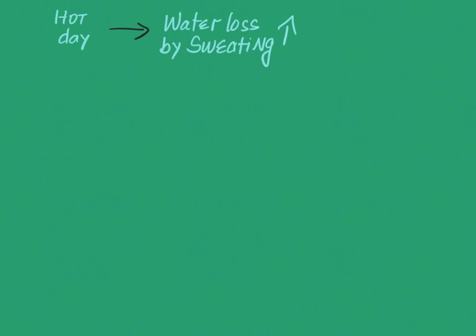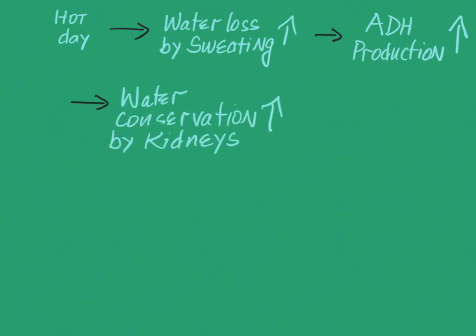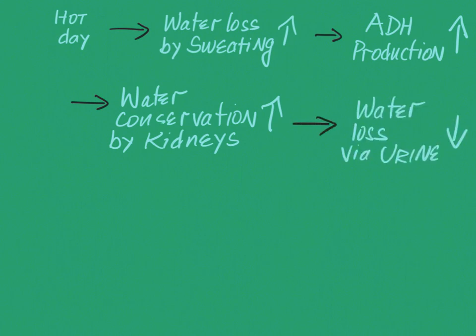Let's look at water regulation. On a hot day, water loss by sweating increases, and so ADH production also increases. This causes water conservation by the kidneys to go up and water loss via the urine to go down.